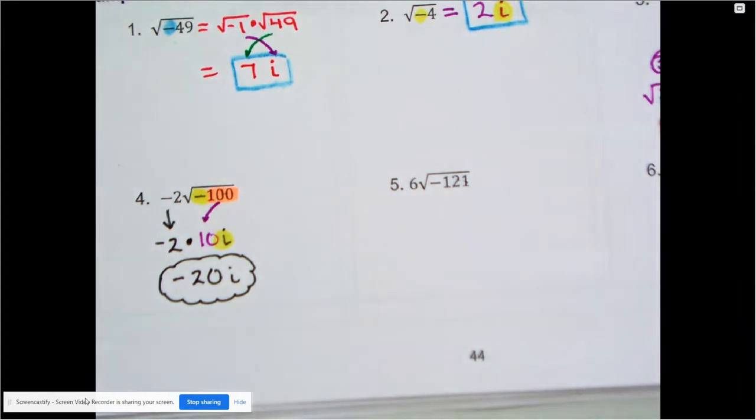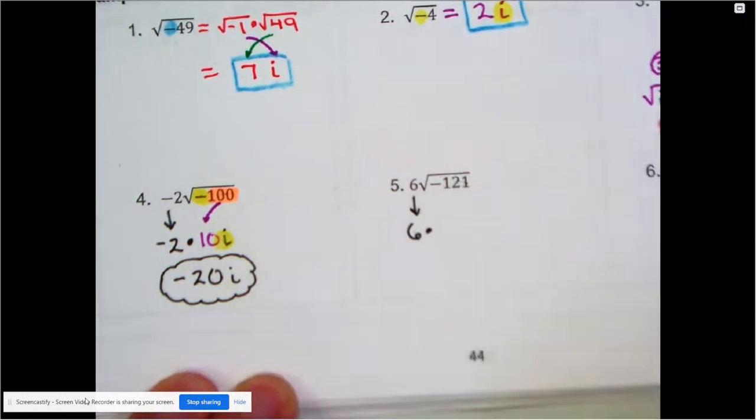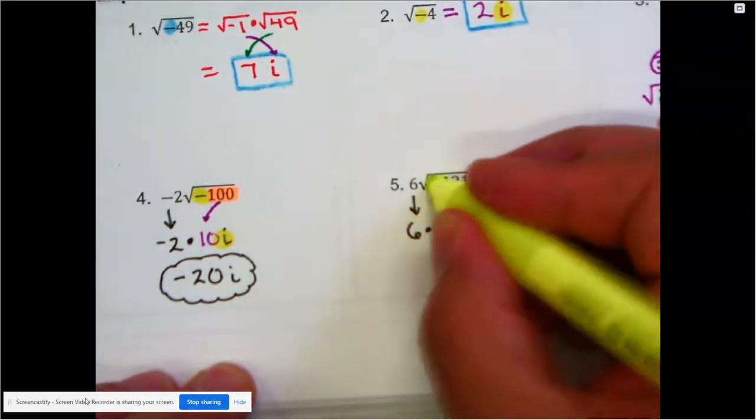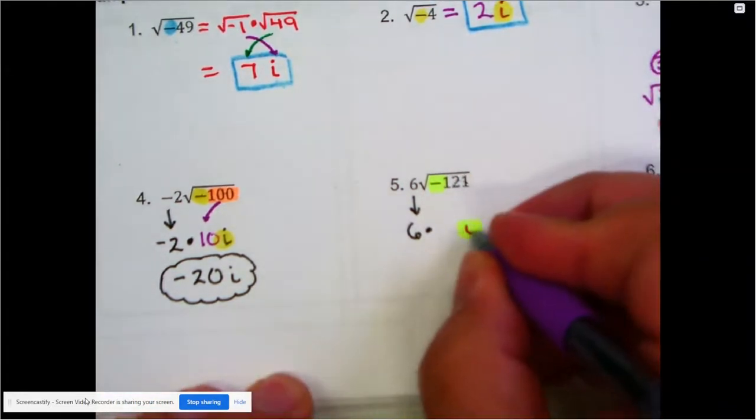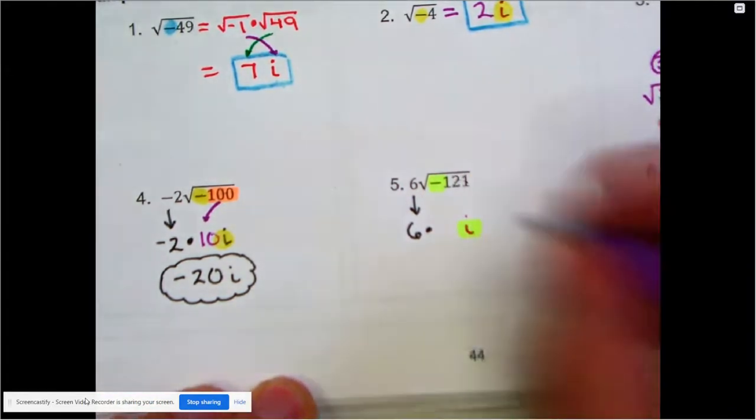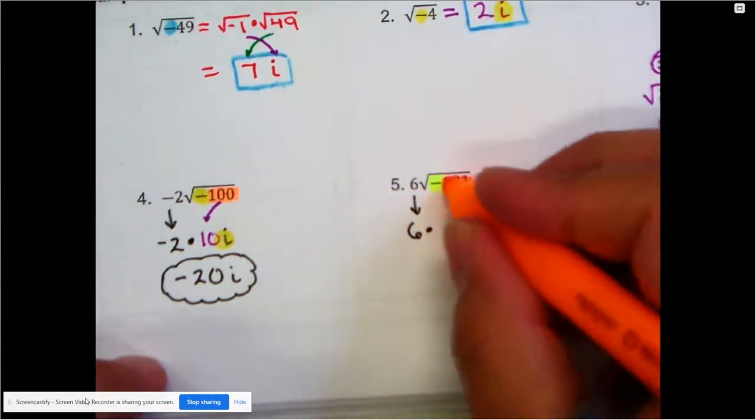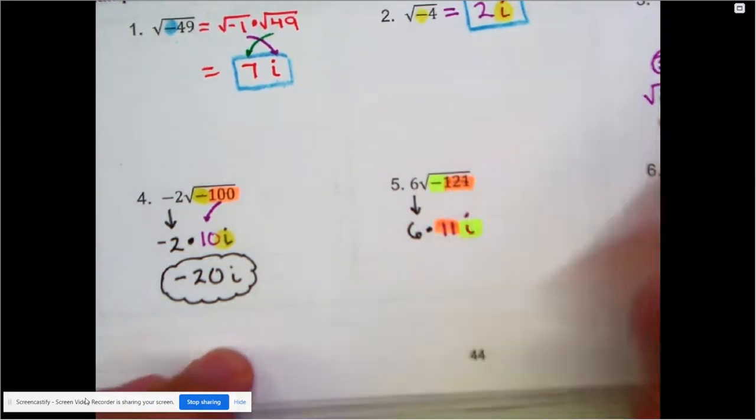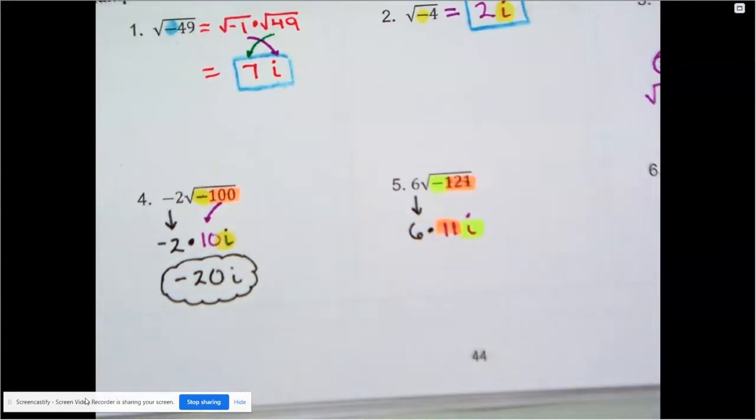Let's try it again. We have an outside 6. All right. I'll put my times symbol this time right away. I do see this negative right here. So I'm going to have a spot for my negative. The negative just means I'm going to put an I there. And then, of course, I have the square root of 121. Well, the square root of 121 is just 11. So it's 11I. All I do now, simple multiplication.